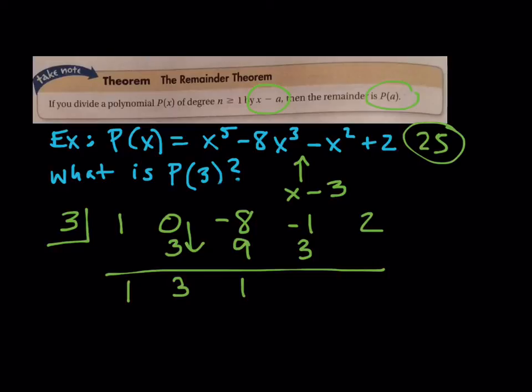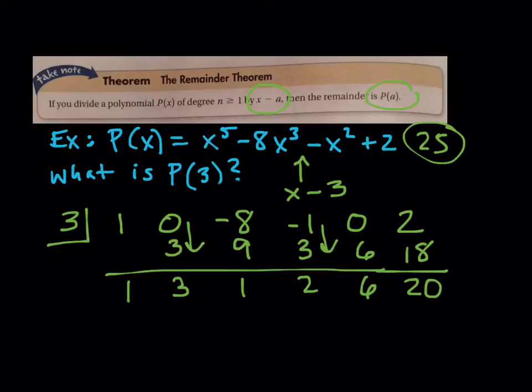Okay, we were missing an x term as well, so I should squeeze a 0 in here. Okay, and then the 2. Okay, that should do it. So 3 minus 1 is 2. 2 times 3 is 6. 0 and 6 is 6. 6 times 3 is 18, and 18 and 2 is 20.